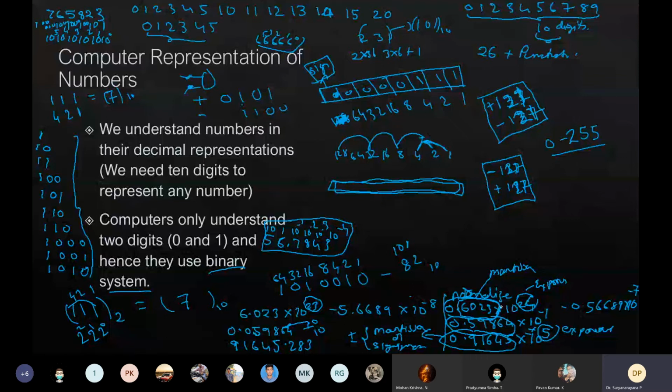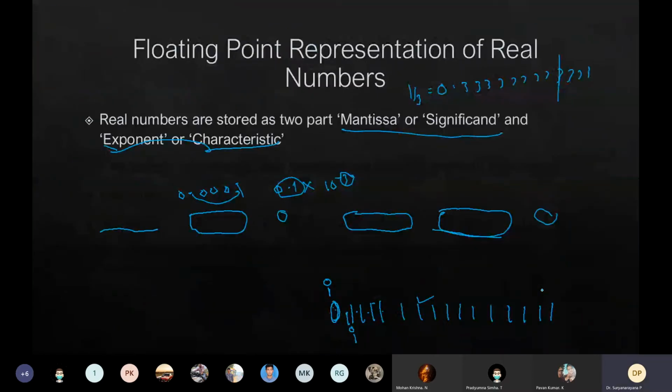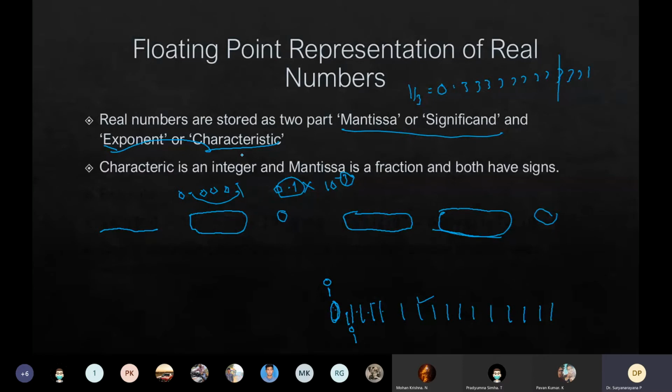But what do you do with the real numbers? I told you real numbers, we normalize them. So there is going to be a mantissa, and then there is going to be an exponent. Exponent is an integer along with a sign, and mantissa is a fraction. It may have sign also. So real numbers are stored as a two-part mantissa or significand and exponent or characteristic. The characteristic or exponent is an integer. Mantissa is a fraction, and both of them have a sign also.